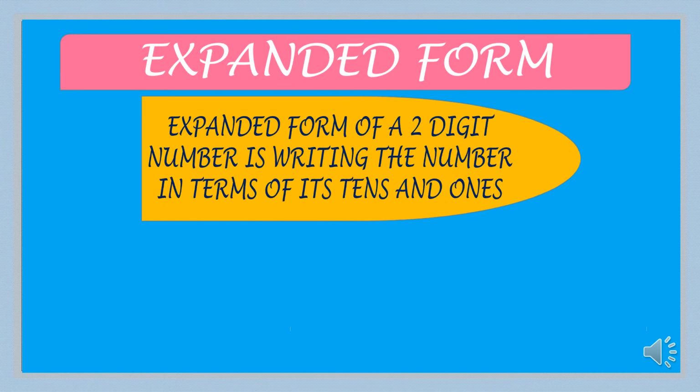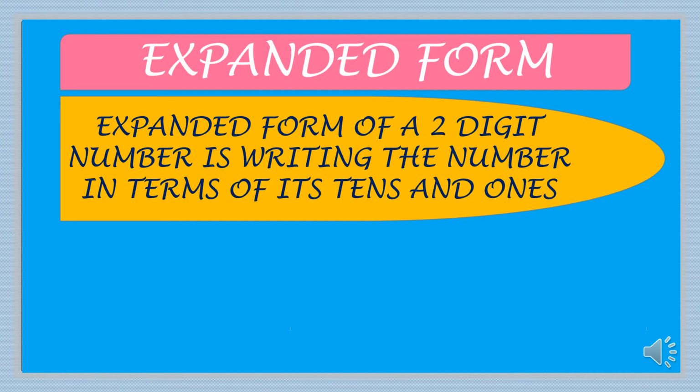So the expanded form of a two-digit number is writing the number in terms of its tens and ones. That we have seen in the previous slide: there were a total of 33 balloons, and when we wrote it in terms of tens and ones, we got 3 tens and 3 ones. What was that 3 tens and 3 ones? That was the expanded form of the number.